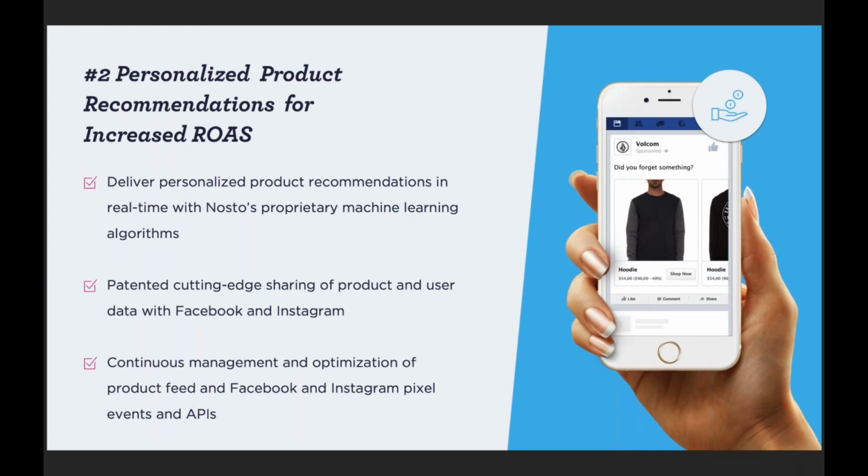All right, number 2, personalized product recommendations for increased return on ad spend. So I like to say that using Nosto for Facebook is sort of like combining the best of 2 worlds. Through Nosto, you have our advanced algorithms, which are showing the best personalized product recommendations, combined with Facebook's immense data on users and products, combined with their machine learning. So it's going to be very sophisticated. It's a great way to reach your customers and prospects so that they're more likely to engage and convert.